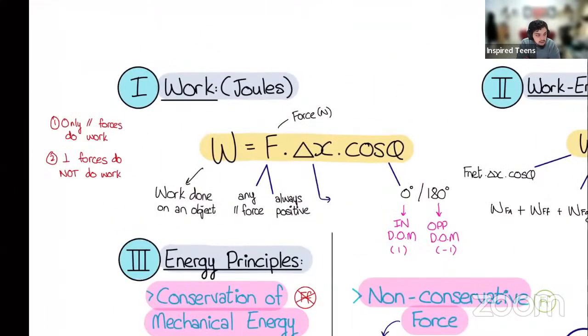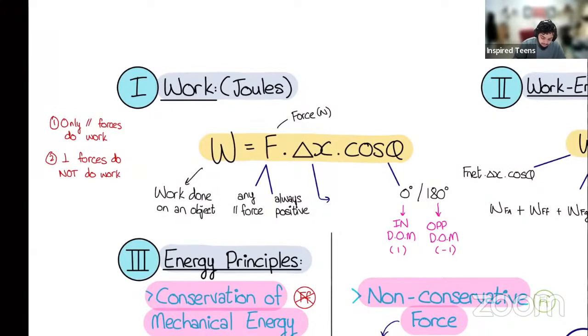The first thing was work, the very basic work formula. Work is measured in joules. The formula that we worked with was W, the work done on an object, is equal to F, the force that's done on that object, multiplied by the displacement. This displacement is how far this object moves during its motion, multiplied by cosine theta.